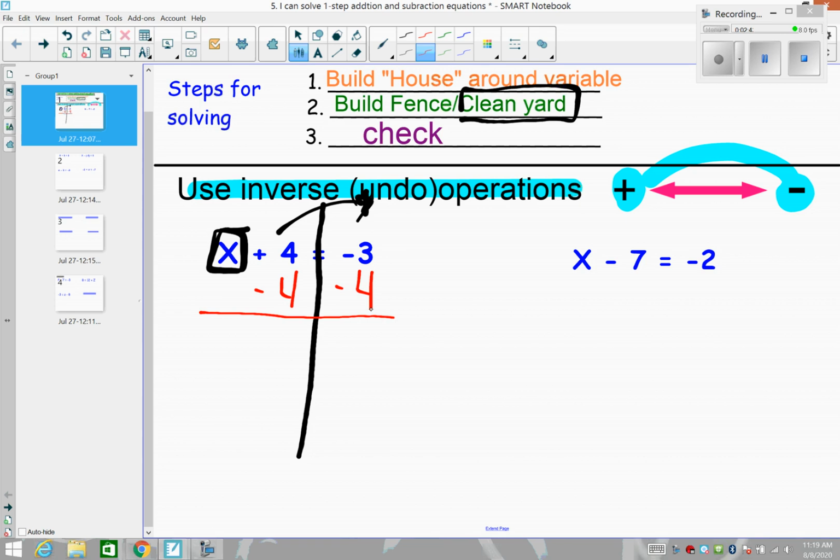All right, so we have this. I'm going to drag it down. And I'm going to still put x inside the house. And we have a positive 4 and a negative 4. If we were to tug of war that, we would end up with 0, which is exactly what we wanted because we were trying to clean the yard.